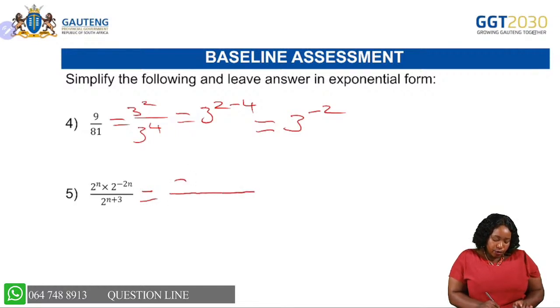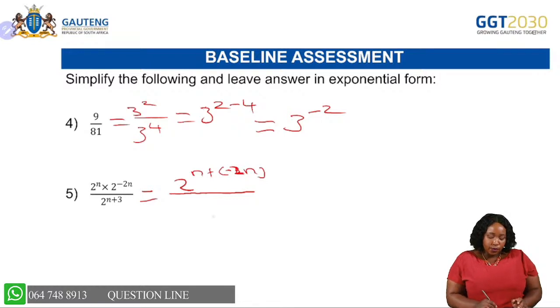Right, so I have 2 to the power of n, and now I'm supposed to add all the exponents because the bases are the same, they're both 2's, right? So we have n plus, be careful here, use brackets, 2n, okay? And you leave your denominator as it is for now, do not disturb it.